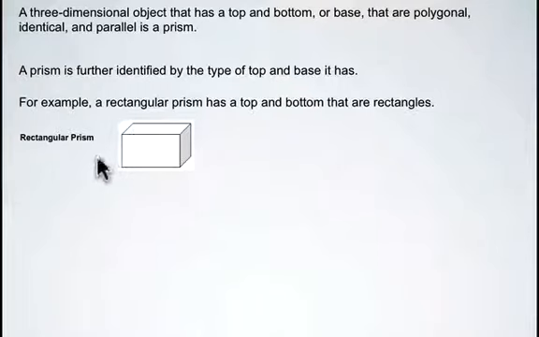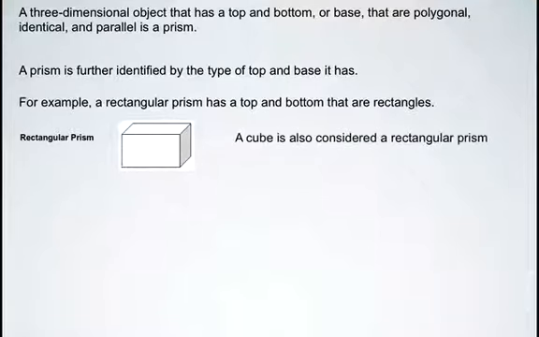Here we have a rectangular prism, and we know that because we have a top and bottom that are rectangles. So you can see on the top here we have a rectangle, and you can't see the bottom, but you can imagine that it would be the exact same and would also be a rectangle. A cube is also considered a rectangular prism. So let's say that we cut this in half and it was two perfect cubes and all sides were equal. Well, you would still use the same formulas that you use for a rectangular prism to find volume as you would for that cube.